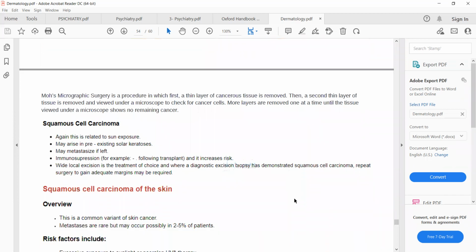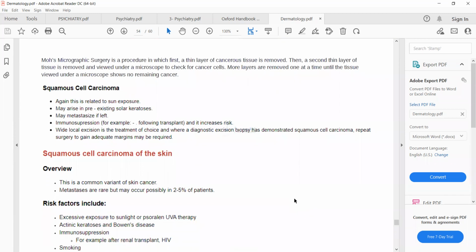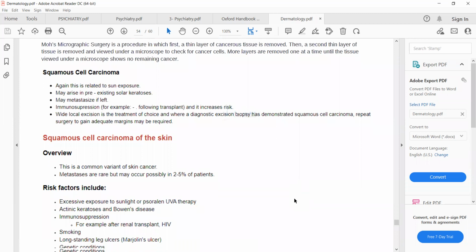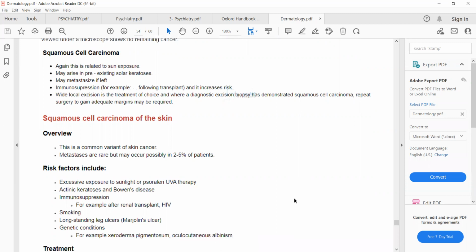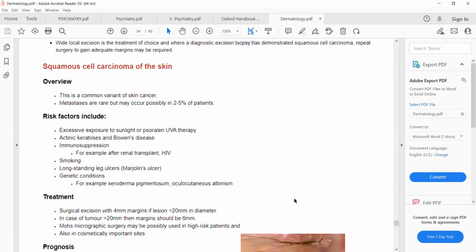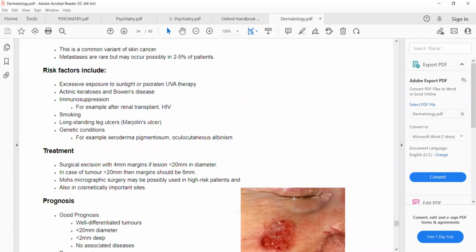Squamous cell carcinoma is also common in sun exposed areas. In immunocompromised people, such as following a transplant, there's an increased risk of squamous cell carcinoma. You need to remember the risk factors for squamous cell carcinoma, that is immunosuppression, and there are two conditions that are a risk factor for squamous cell carcinoma, that is actinic keratosis and Bowen's disease.